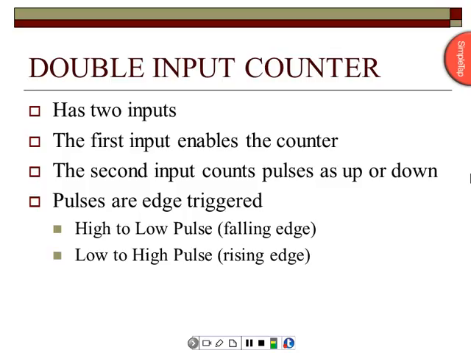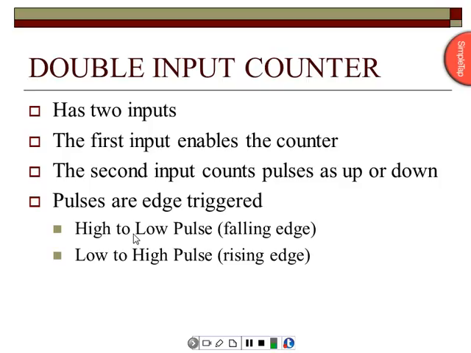The double input counter, of course, has 2 inputs. It has one that enables the counter and then another one that will do the pulse. So I might want to enable it before I let the cans go past the sensor. Or I may want to, as soon as the sensor actually triggers, have it enable the counter. The second input counts up or down.